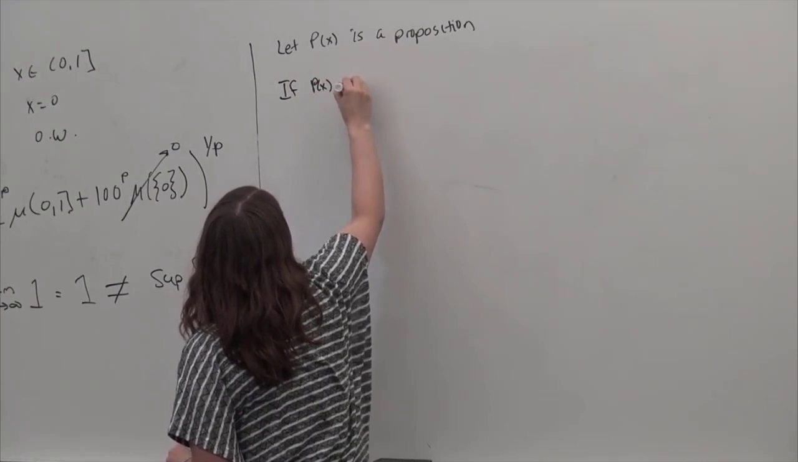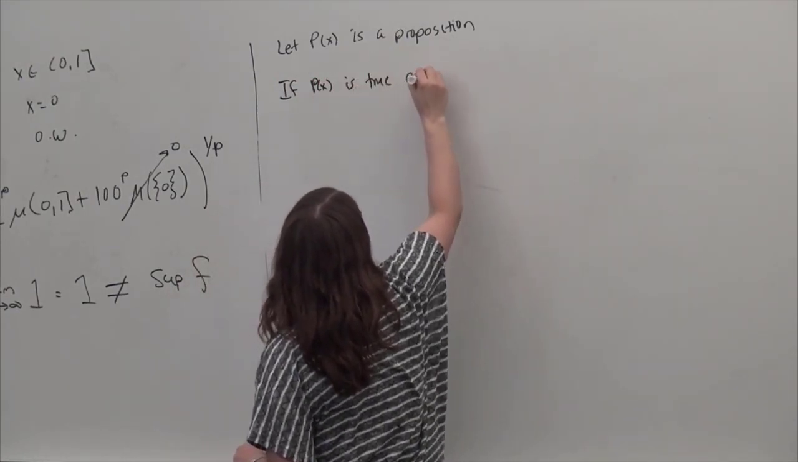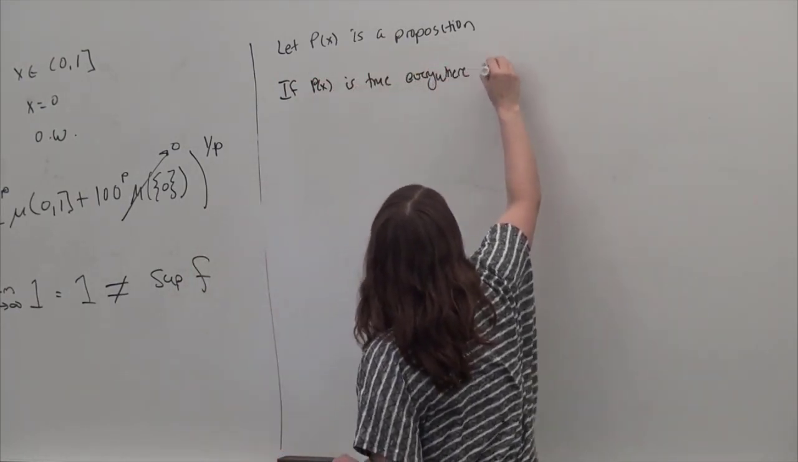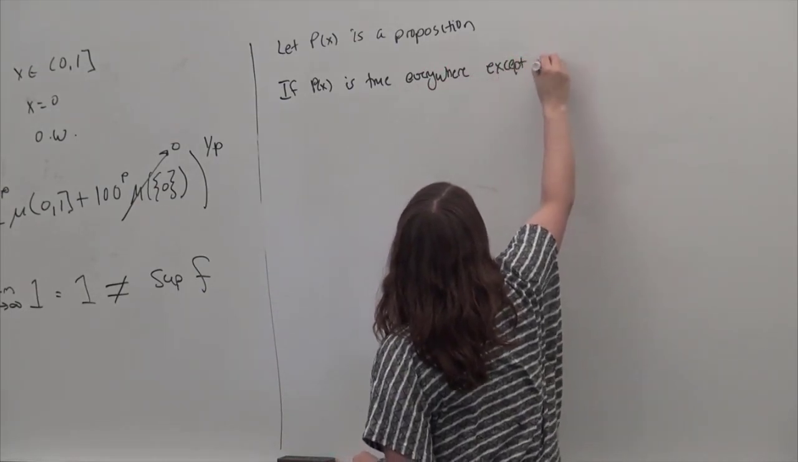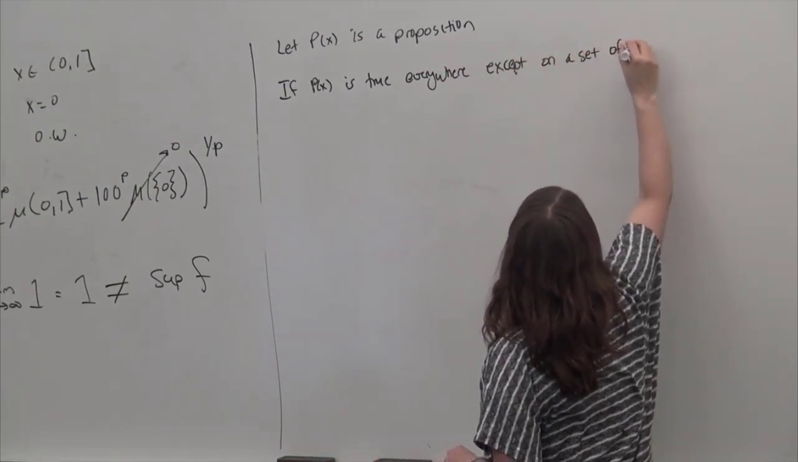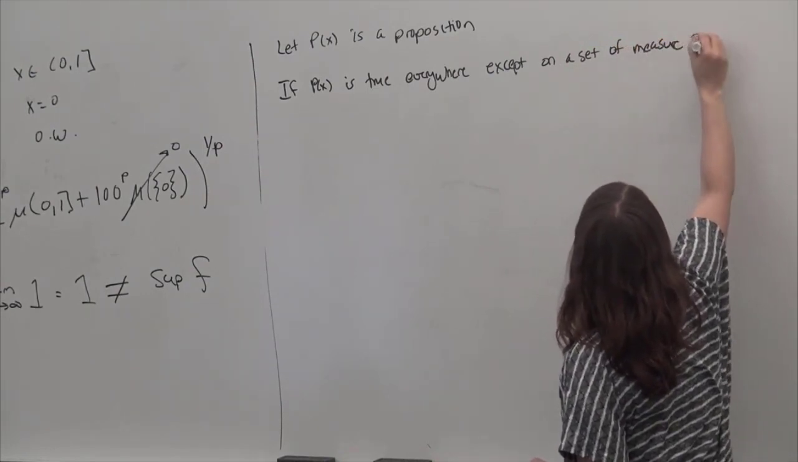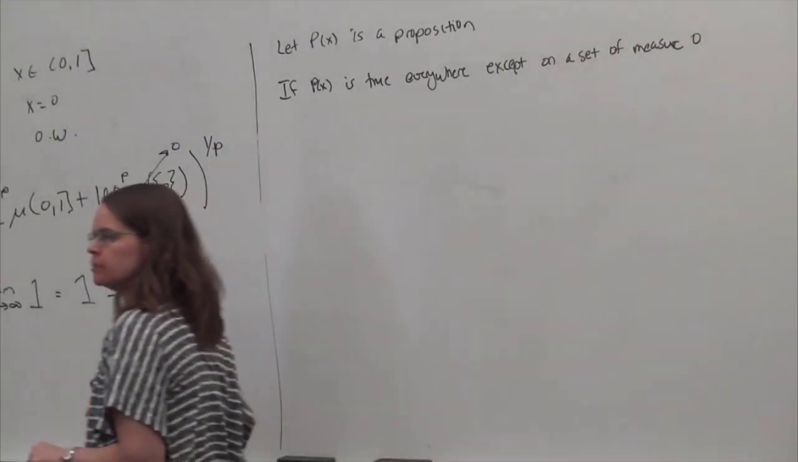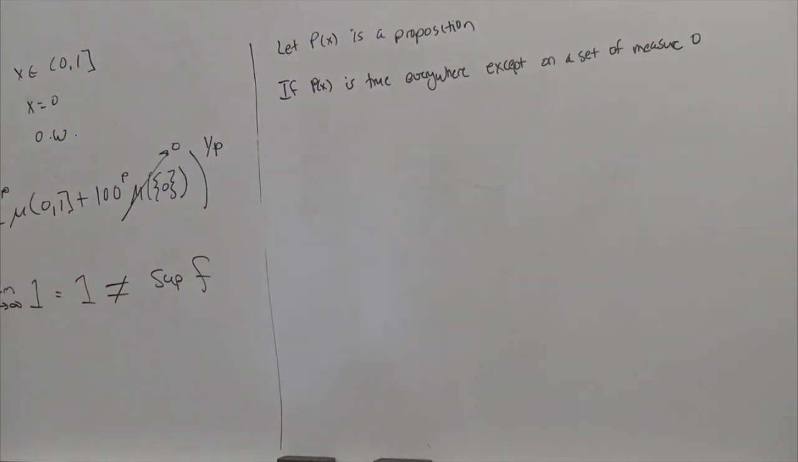If p of x is true everywhere except on a set of measure 0, okay, so we collect all the points where p of x is false. We look at the measure of that set, and it has measure 0. So maybe this proposition is false only at one point. Maybe this proposition is false at all of the rationals. In any case, it's false some places, potentially, but not very many, only on a set of measure 0.